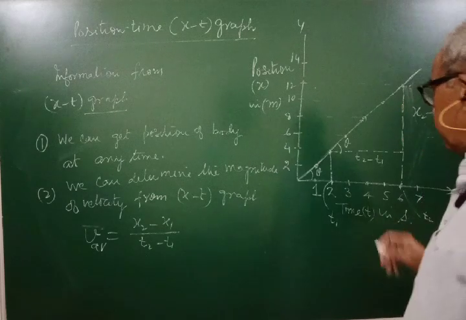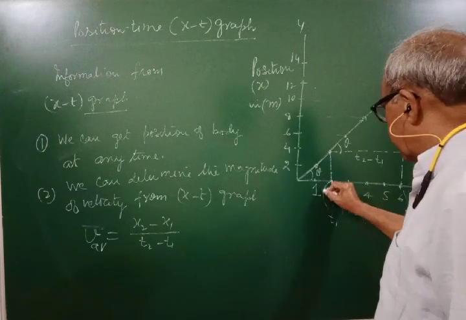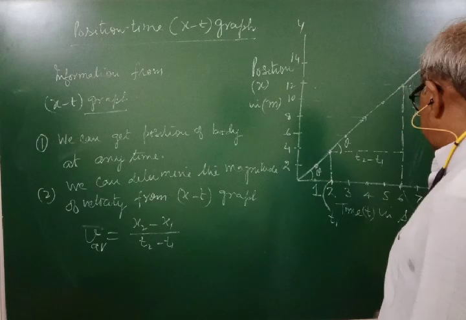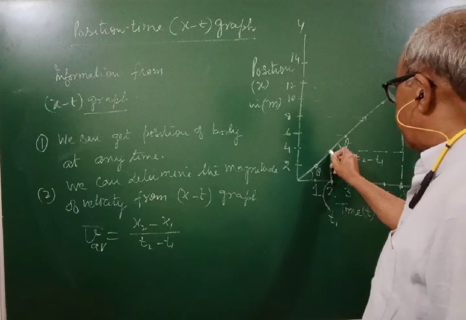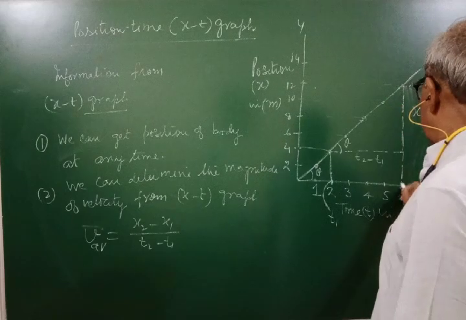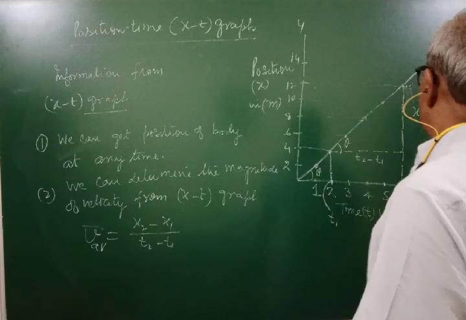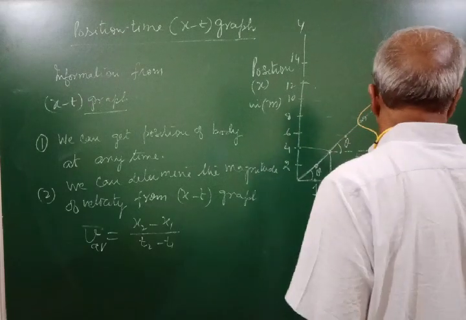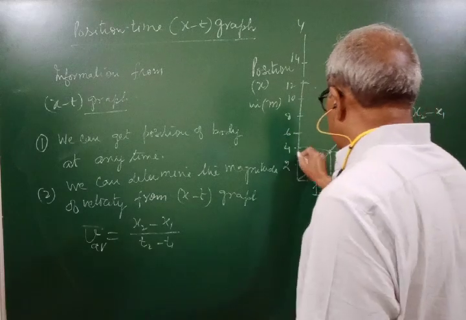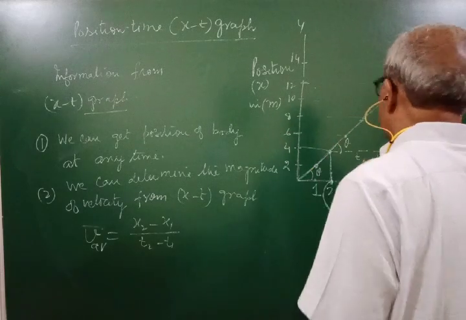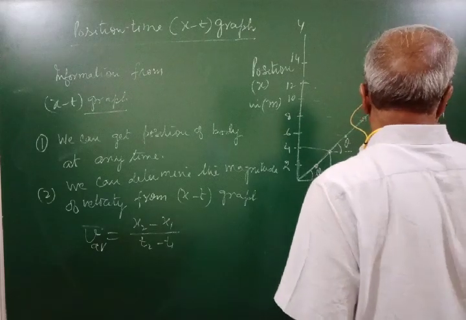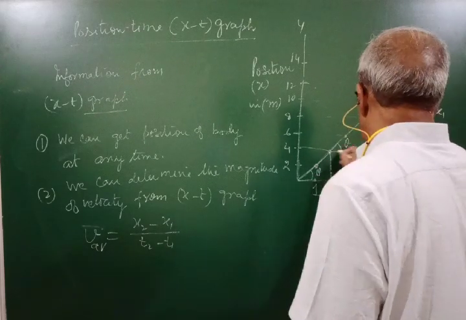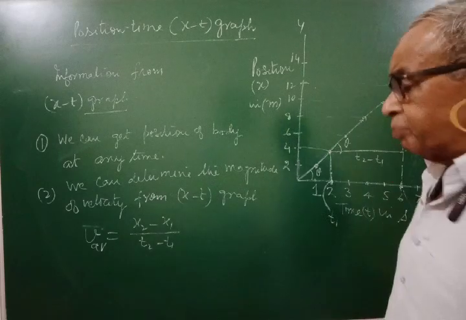Now, in the graph, I take time t1 here at 2 seconds, t2 at 6 seconds. At 2 seconds, the displacement is 4 meter. At 6 it is 12 meter. I take t1 this, so this is x1, t2 this, so this is x2. So what is left is only x2 minus x1, and t2 minus t1.